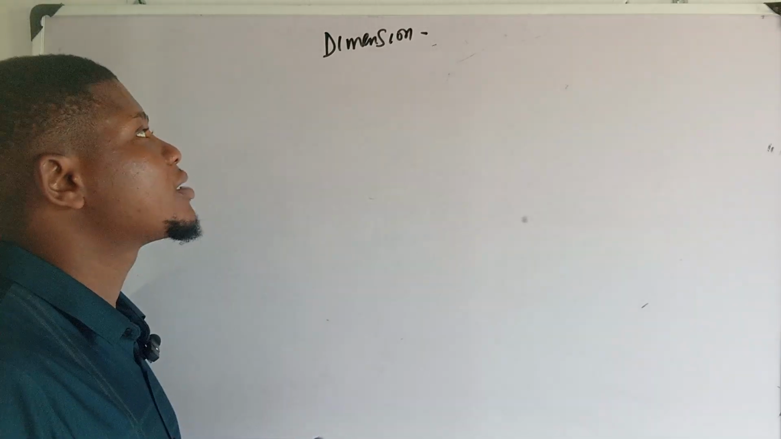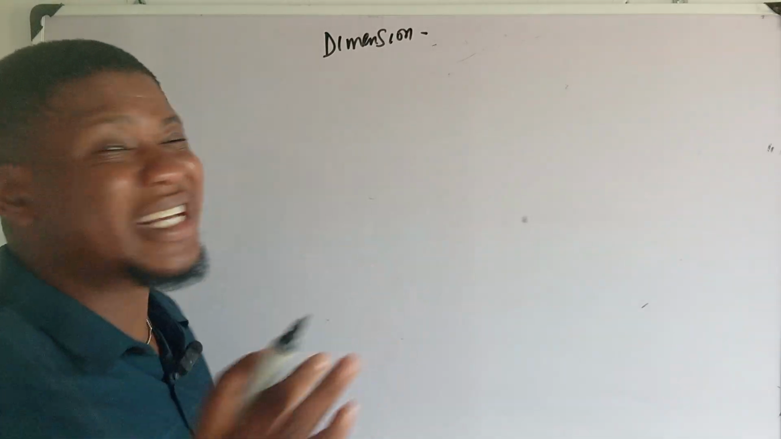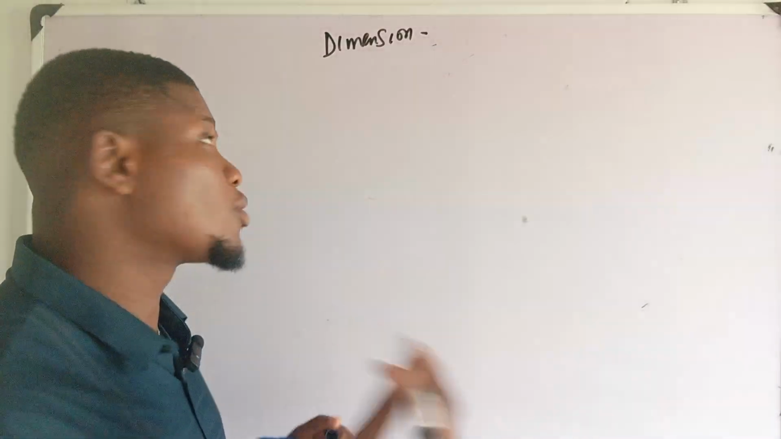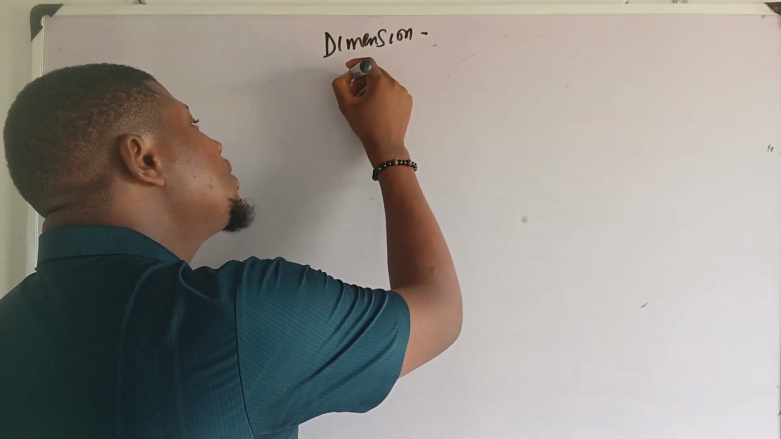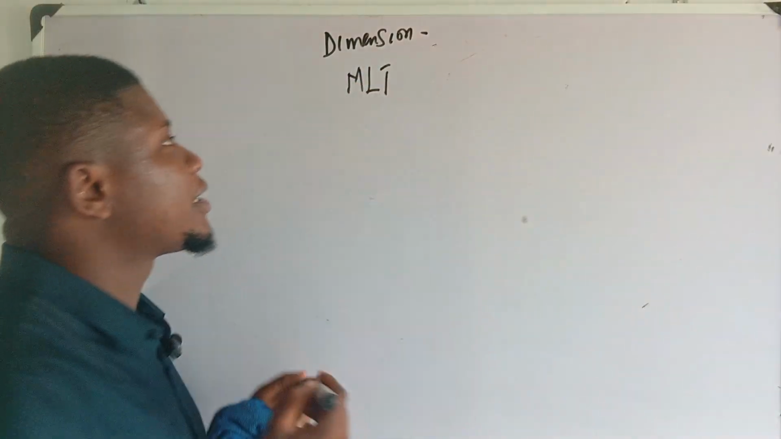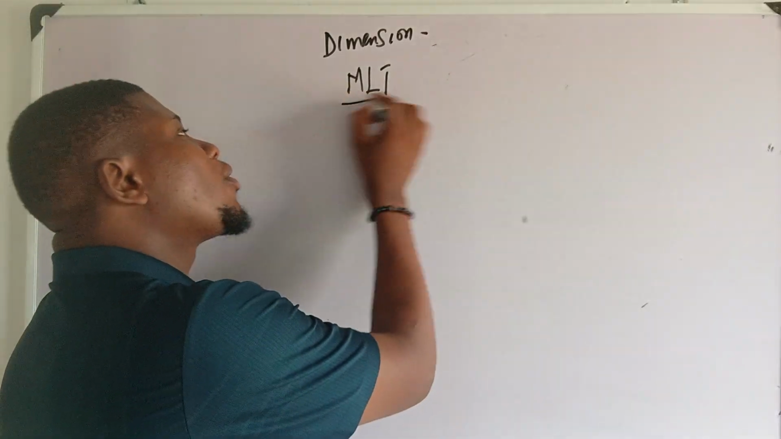that we use the first letters of fundamental quantities to determine the dimension of derived quantities. So what are the first letters of the fundamental quantities? We normally use the three most important fundamental quantities, which are M, L, T: mass, length, and time. These are the popular ones we use.